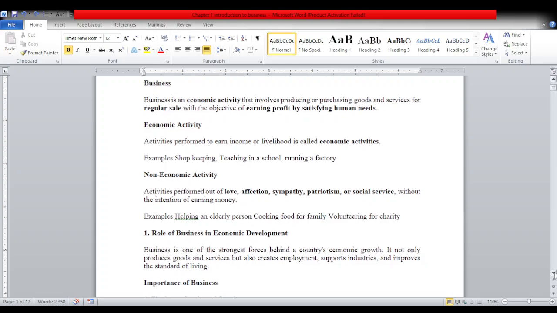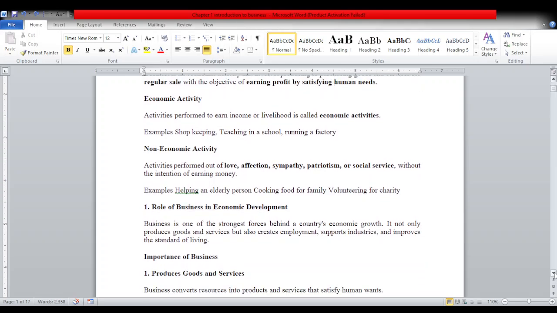Non-economic activities are related to activities which are not related to the production of goods and services. It might be defined as follows: activities performed out of love, affection, sympathy, patriotism, and social service, without the intention of earning profit, right? If you do social activities, social services, and you do not get any money against it, so you are doing non-economic activities.